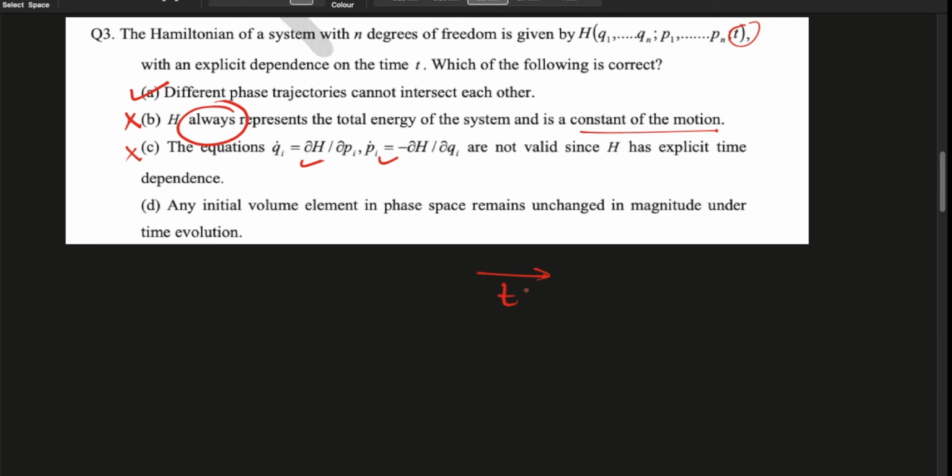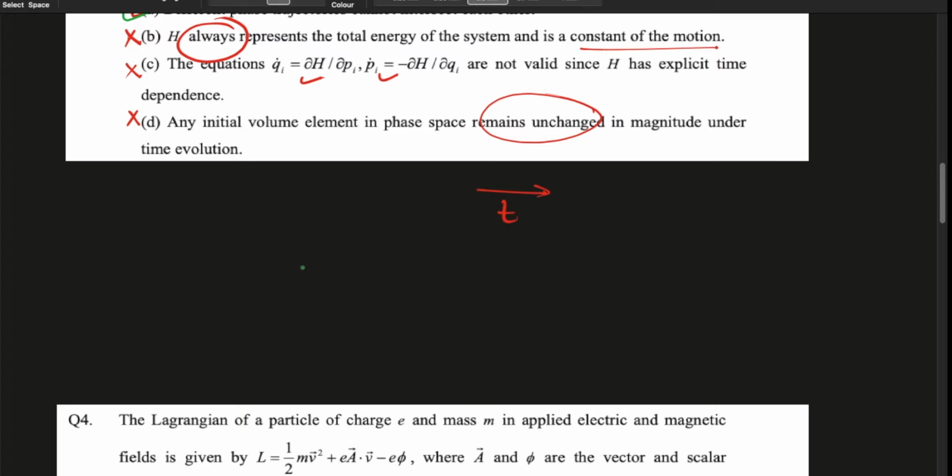So when we move forward in time, the available number of states will increase, and so the volume element in the phase space will also increase, yet it is written that it remains unchanged. So it is also not true. So the true one is this: the phase space trajectories cannot intersect each other. So that is the true statement. All right, so moving on to the next one.